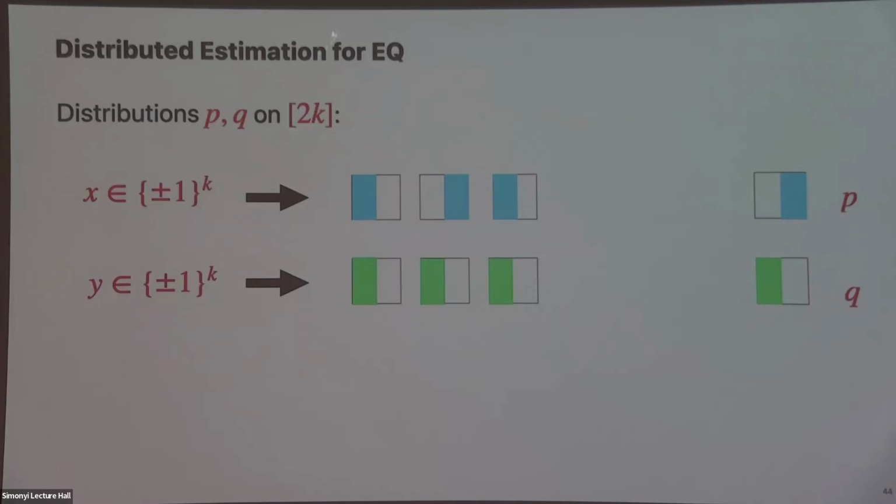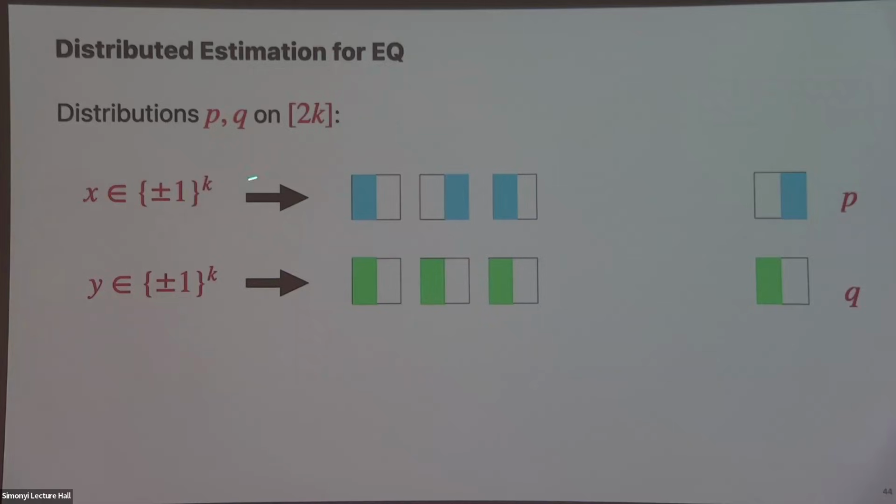So suppose we have an instance of gap hamming that we wish to solve. I'm going to show you how to use a protocol for this collision probability, distributed estimation of equality, to solve gap hamming, right? So we have these two strings in plus minus 1 raised to k. I'm going to use these to come up with distributions on universes of size 2k, right? And the distributions are the most obvious ones you think about. I'll pair up these things so that I get k buckets. Each bucket has 2 elements.